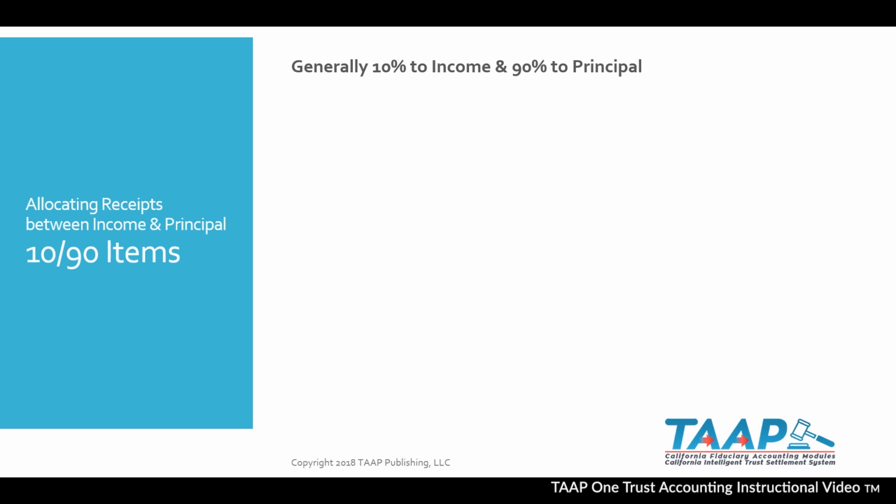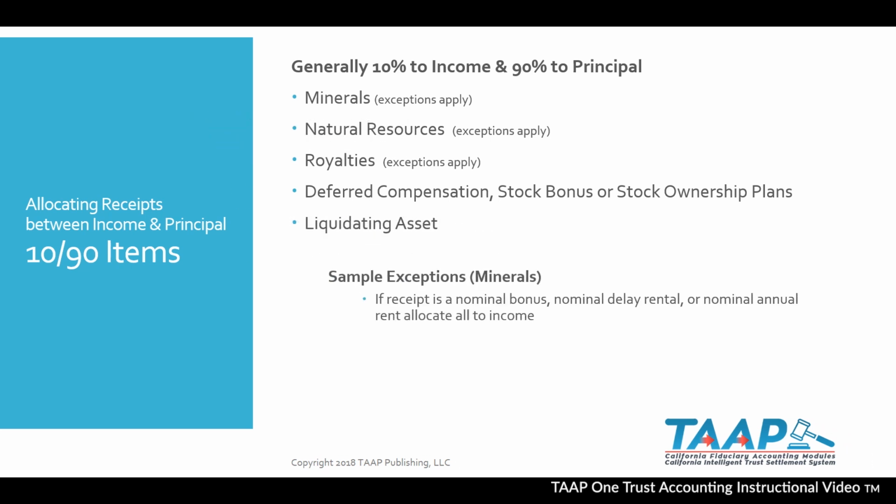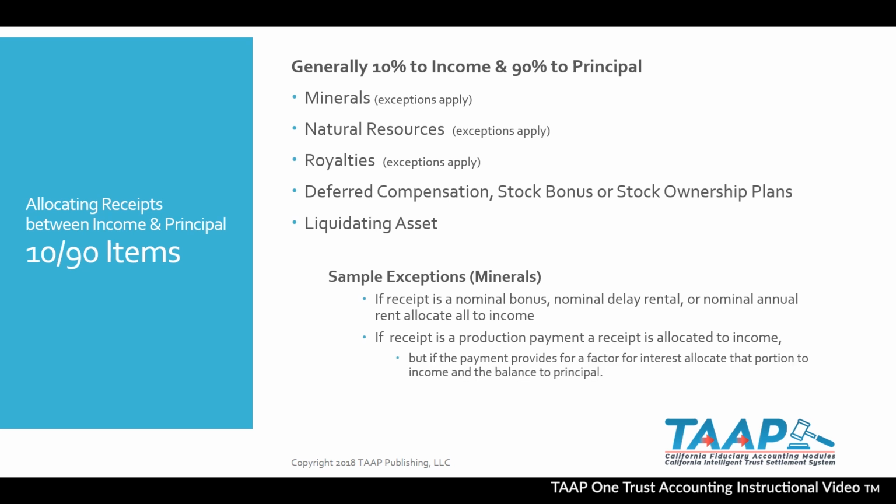Now, here we have a list of examples of what we refer to as our 1090 receipts: minerals, natural resources, royalties, etc. You can read the list here. Out of the box, you're going to assume 10% to income and 90% to principal. On each of these items, exceptions apply, and we're just going to take a look at a sample exception. For minerals, there are similar exceptions to the other items.